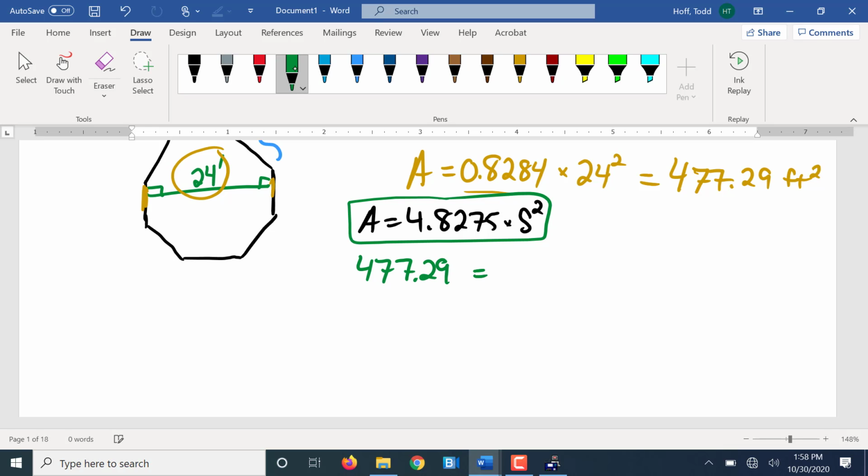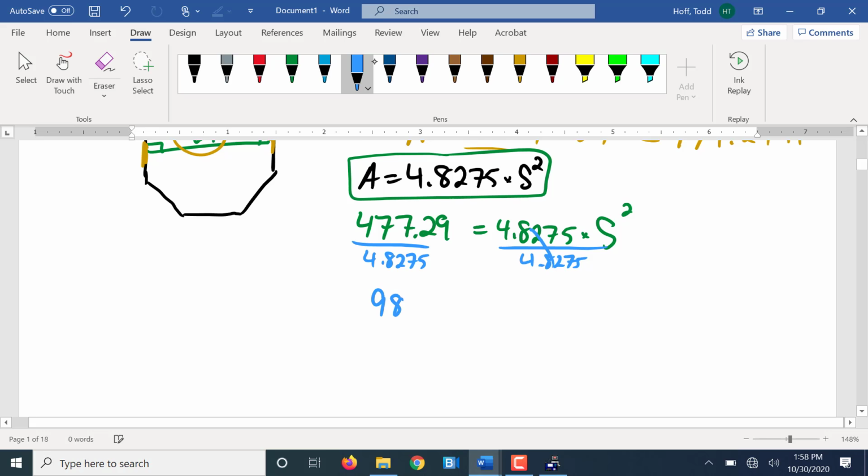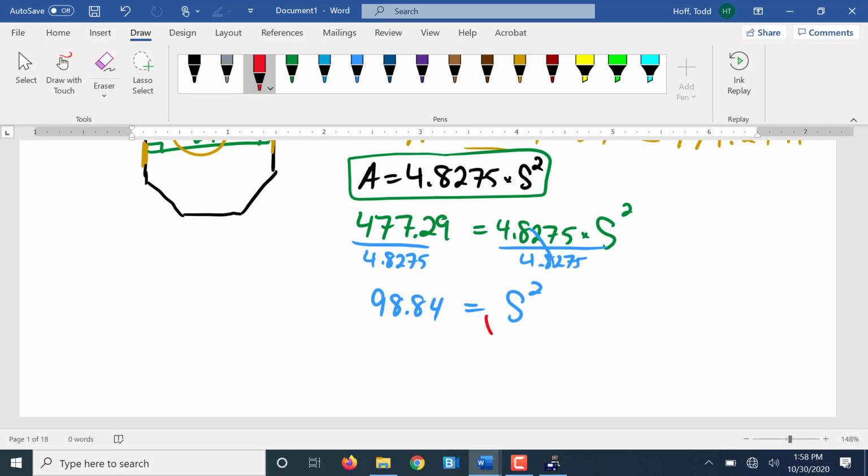Well, what do we have to do first? We would divide by the 4.8275 first, yes. What do we get there? 98.84. That's the side squared. How do we find the length of the side from there? Square root, giving us 9.94 feet is the length of that side. So just under 10 feet is going to be the length of our side.